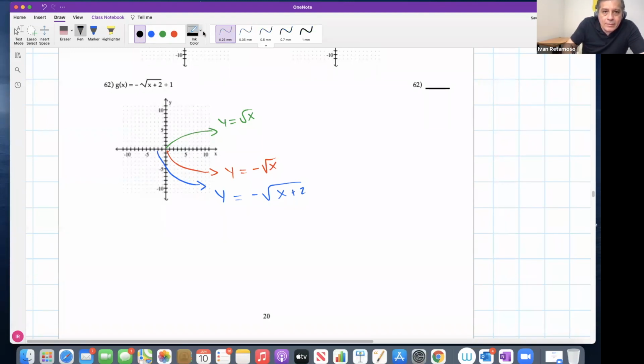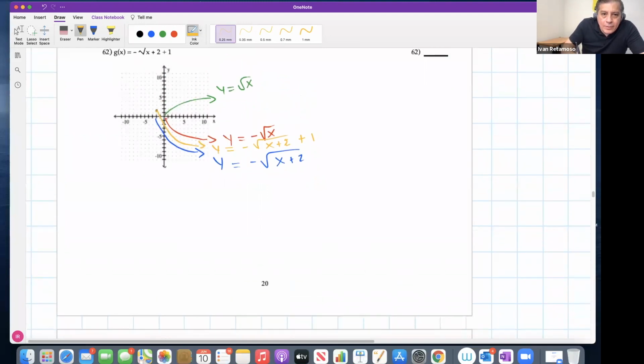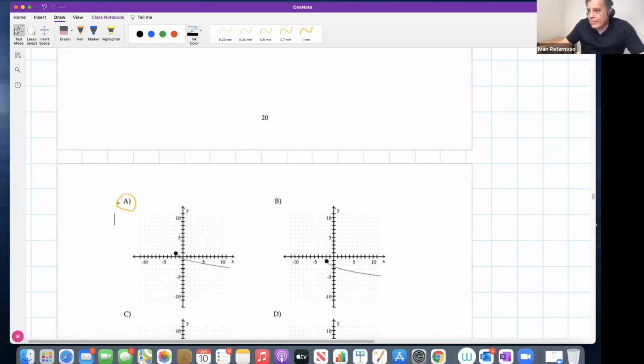Let's use a different color, probably orange. So 1 unit up, something like this. y equals minus square root of x plus 2, plus 1. When you look through the choices, guys, you will find it there. Look for this important point. This point is at (-2, 1). This guy, right? Yeah, very good, guys.